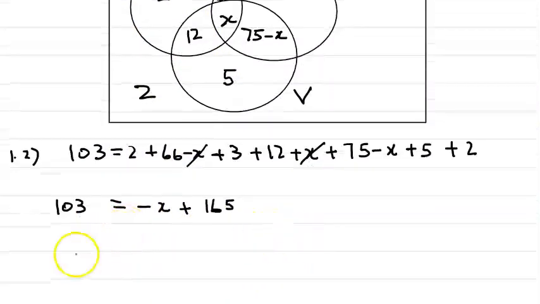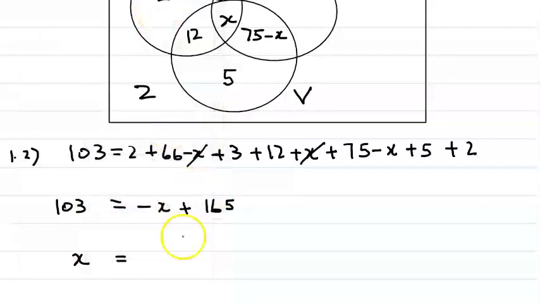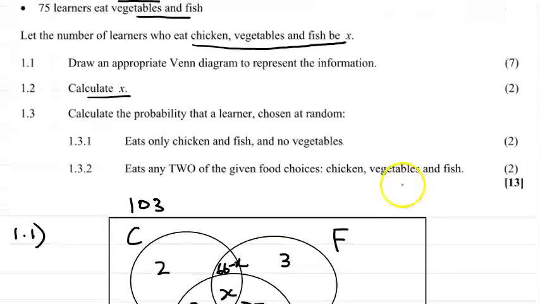Therefore, solving for x, x equals 165 minus 103, which is equal to 62. So x is equal to 62. So you can resolve the Venn diagram at this time. Wherever you got x, you can substitute it and you can now solve. But it is not necessary at this stage. So remember that when you're asked probability type questions, you need to basically resolve your Venn diagram. So let's go and answer the rest of the questions.